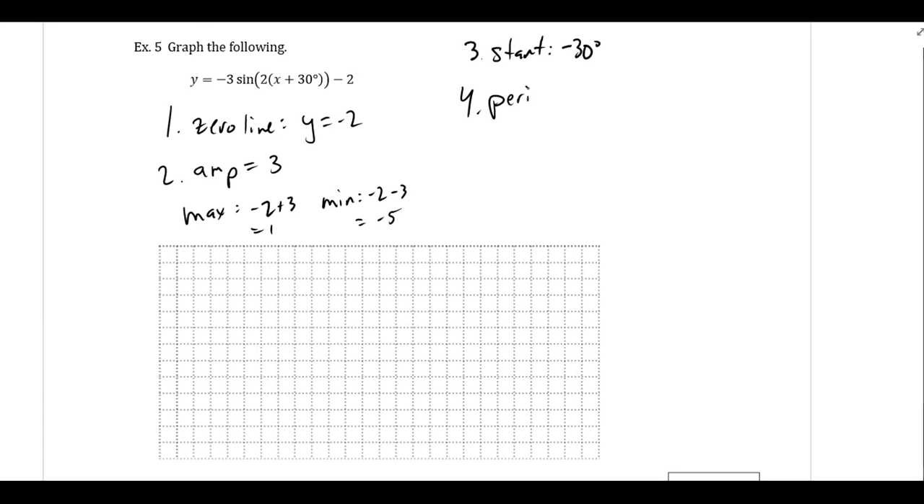Question 4 is, what is the period? And the period is 360 divided by k, and k is the horizontal stretch compression. So in this case, it's 360 divided by 2, which is 180. A k value of 2 has horizontally compressed my graph. Instead of having a period of 360, it has a period of 180, but it starts at negative 30. So where does it stop? If I'm graphing one cycle of this, it stops at the start plus the period, which is 150.